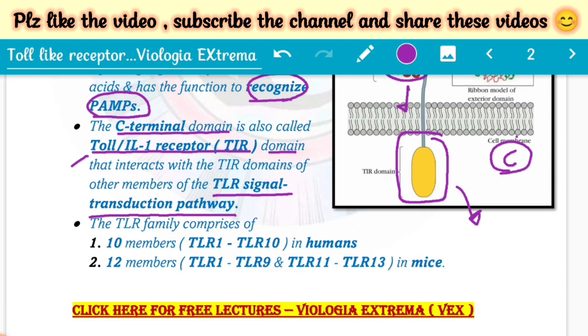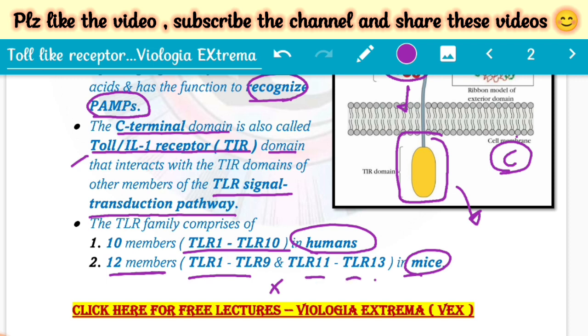If you talk about humans, they have 10 TLRs, 10 members, while in mice we have 12 members. In mice the 10th TLR is absent. So 1 to 9, and then 11, 12, 13. So total 12.